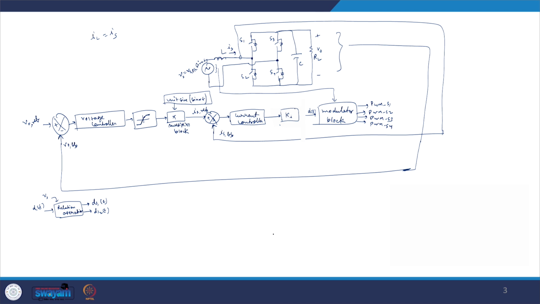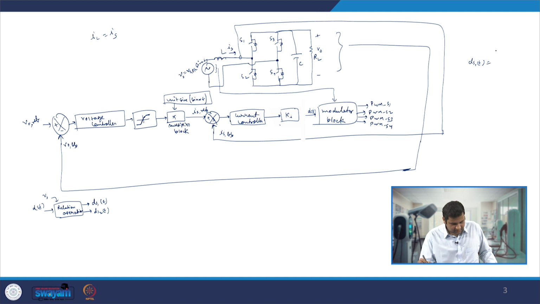So we can write down this dS1 of t is nothing but equal to 1 minus d of t when Vs is greater than 0, and it is d of t when Vs is less than 0. Similarly, dS2 of t is nothing but 1 minus d of t when Vs is less than 0, and d of t when Vs is greater than 0.